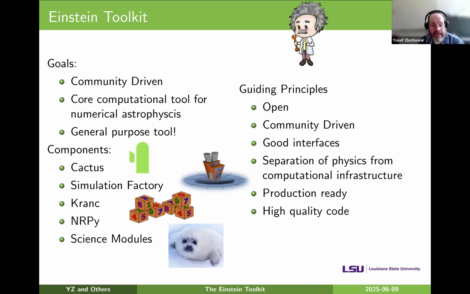So the main components of the Einstein Toolkit are, first, underlying the Einstein Toolkit itself is the Cactus infrastructure. Cactus is a code which was first developed at the Albert Einstein Institute in Germany. And it's kind of the glue which holds all the different components of the Einstein Toolkit together.